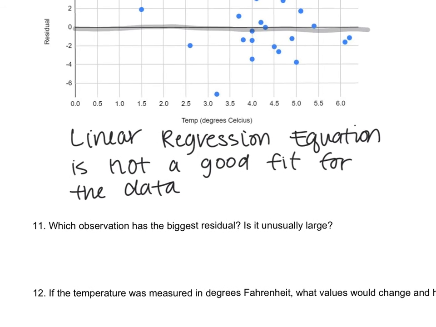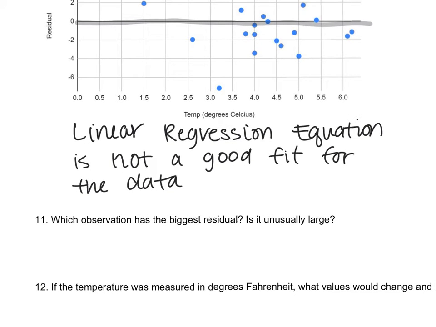So next we want to know which observation has the biggest residual and is it unusually large. The biggest residual doesn't have to be a positive one. It can be a negative biggest residual. It just means the biggest. Again, you're going to want to refer to my video on how we created the residuals on Google Sheets. So what we want to look at is the table we created on Google Sheets, and we're going to look for the residual.